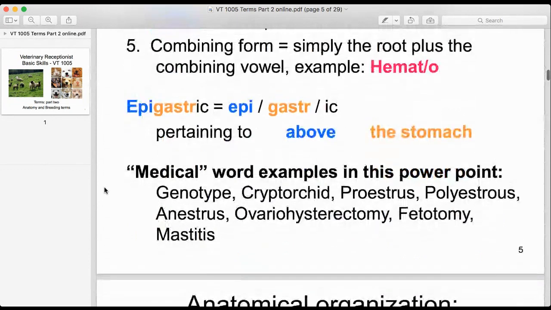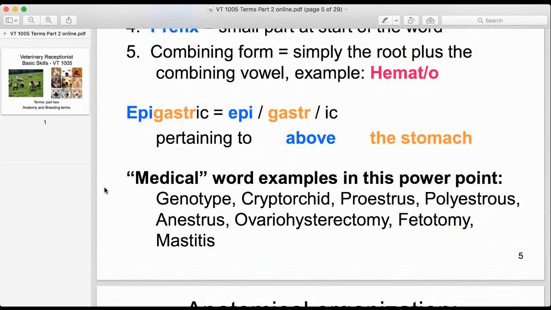So medical words that you will see here in this PowerPoint are genotype, cryptorchid, proestrus, polyestrus, anestrus, oh, a big long one, ovariohysterectomy, fetotomy, and mastitis. I'm going to read those again. You can say them with me. Get your mouth to start saying the words.